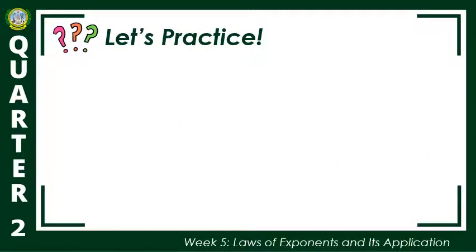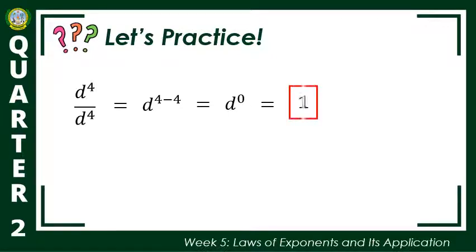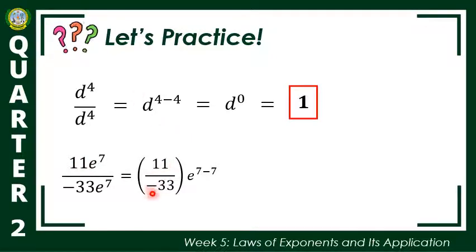Apply po natin ngayon yung case number 2 natin for the quotient law. So, we have here d raised to 4 divided by d raised to 4, and that is equal to d raised to 4 minus 4, and that's d raised to 0. And again, that's equal to 1. So, ganun lang siya kadali, di ba? Pero, syempre, iba yun kapag sinamahan na natin ang numerical coefficients. So, atin pong i-separate ulit ang numerical coefficient. We will have 11 over negative 33, and then apply the quotient law, we have e raised to 7 minus 7.